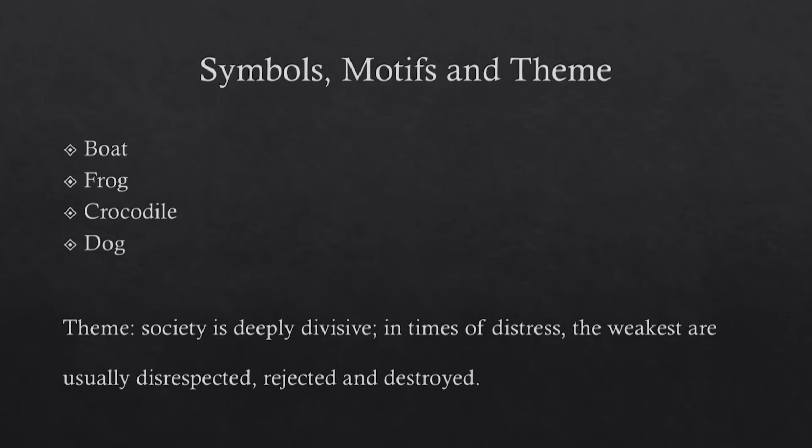Now let's collect all the symbols, motifs, and see what their thematic implications are. So we had a look at what the boat stands for, the frog, the crocodile, and the dog. So ultimately my interpretation would be that our society is deeply divisive, and in terms of distress, the weakest are usually disrespected, rejected, and destroyed. And those seem to be the messages that are woven through all these narrative techniques that Sivasankara Pillai employs in the flood.